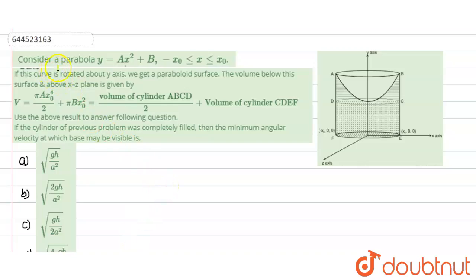Hello everyone, let us start with our question. In this question, what is given is that consider a parabola y equals ax square plus b, where x varies from minus x naught to x naught. Now, if this curve is rotated about the y-axis, we get a paraboloid surface.